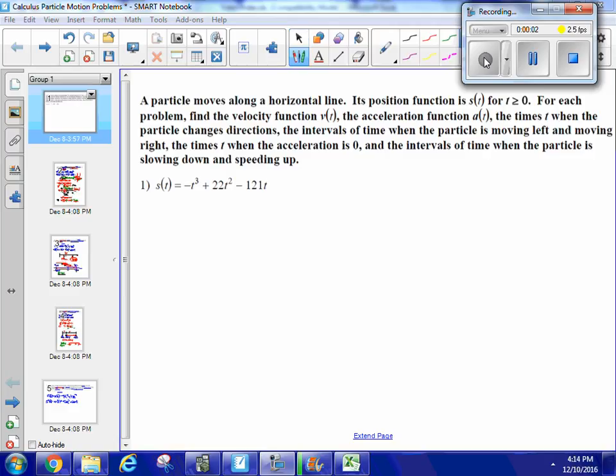This is a good particle motion problem. It's starting out by asking me to find the velocity function and the acceleration function, which shouldn't be too hard because it's just the derivative and then the second derivative.